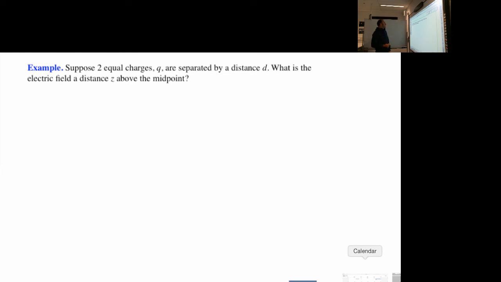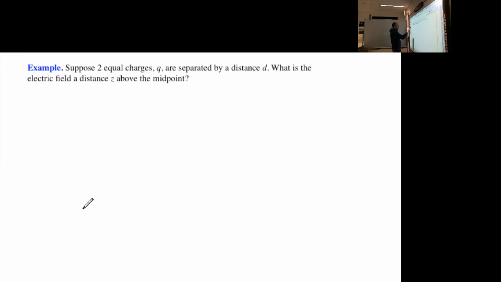Okay, so here we're going to do an example, and we're going to calculate the electric field at some distance z above the midpoint between two equal charges. And these charges are separated by a distance d. What we want to focus on here really is how to set up the solution to this problem.